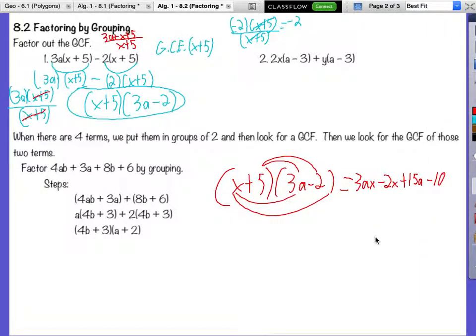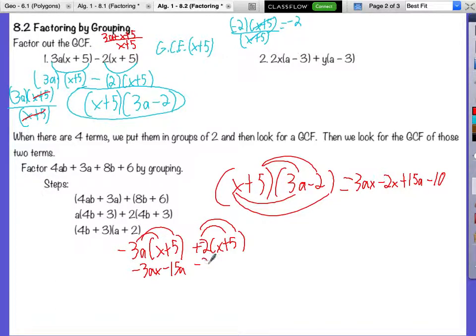And if we were to have taken this problem originally, once again, I don't want you writing this, just following along. If we would have taken that original problem and distributed this back in, we get negative 3ax, negative 15a, negative 2x, and negative 10. Is that the same thing? Yeah, one of those should have been negative, the 2 and the 15.